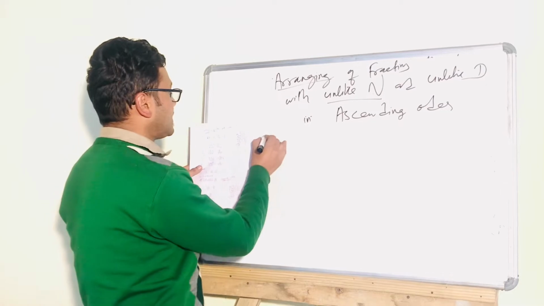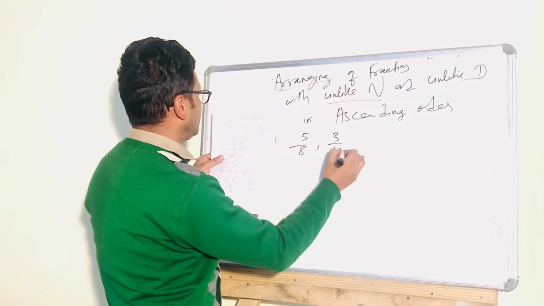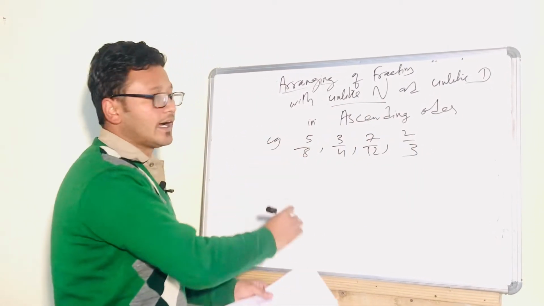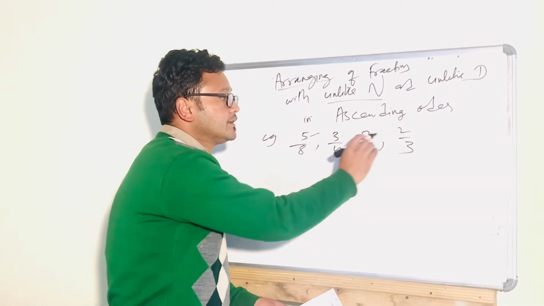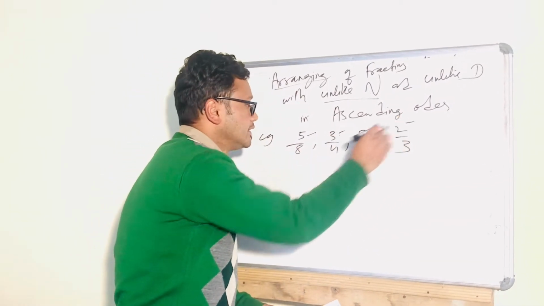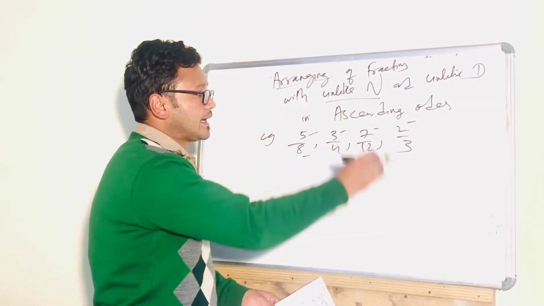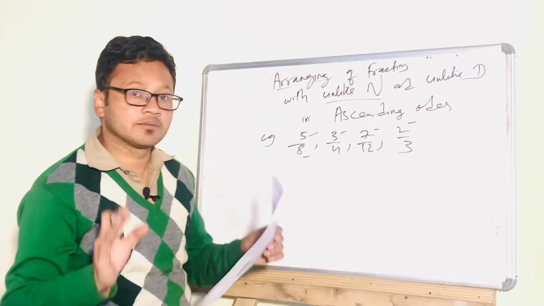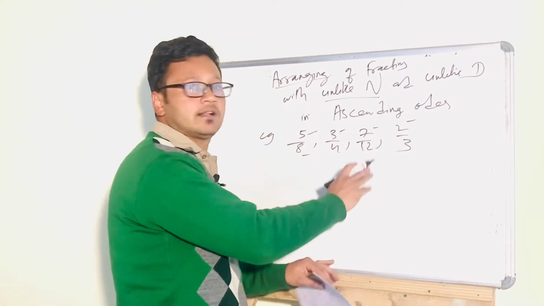Now, example: 5 by 8, 3 by 4, then 7 by 12 and lastly 2 by 3. These are different fractions, with different numerators and different denominators. How do we arrange these fractions in ascending order? We have to follow another process. What is that process? First we have to find the LCM of 8, 4, 12 and 3.